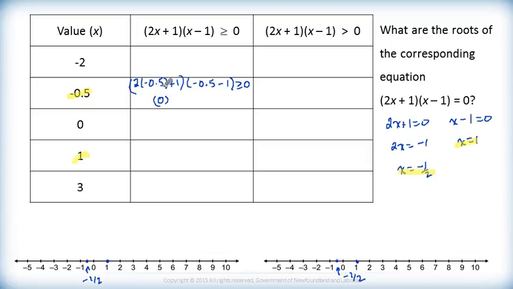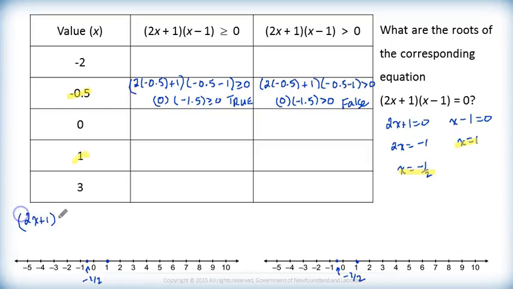2 times negative decimal 5 is negative 1, plus 1 is 0, times negative 1 decimal 5, greater than or equal to 0. Yes, that's certainly true. In the meantime, though, in the other one, it's going to make it false because there's no equal sign. So on this first number line, I'm going to keep track of what I'm doing with the 2x plus 1 times x minus 1 greater than or equal to inequality. And on the second number line, I'm going to keep track of what's happening with the greater than version.